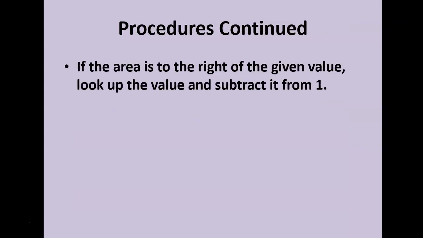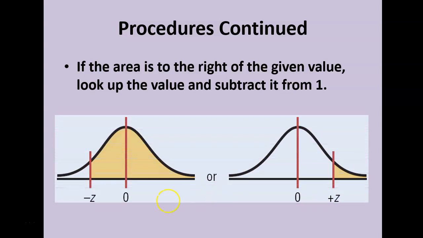If we're looking at an area that's to the right of our z value that we find, like in this case, I have a z value here, whatever it might be, and we're looking at all the values that are coming above that, or to the right of that, we're going to take the value that we get from the table, and we're going to subtract it from 1. Remember, the whole thing is 1, so if I tell you the area that's to the left, which is what the table is going to give you, the leftovers would be what's to the right, and in a problem like this, that would be what we're concerned with.